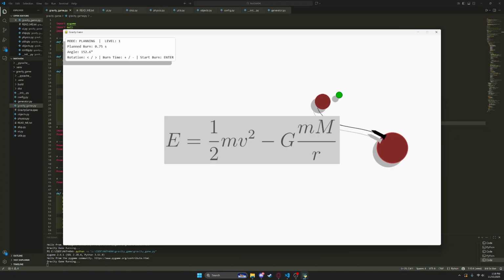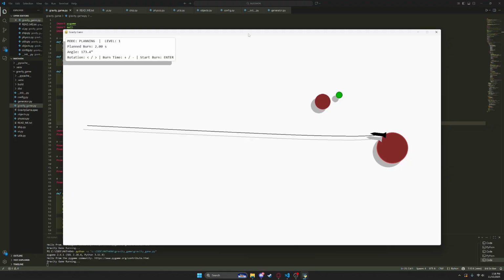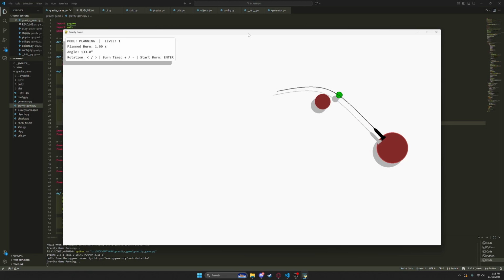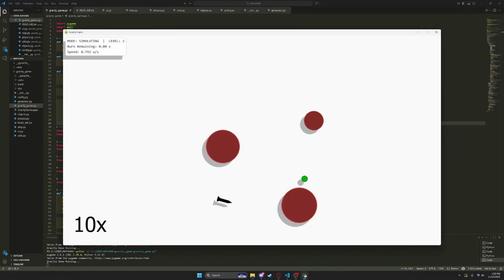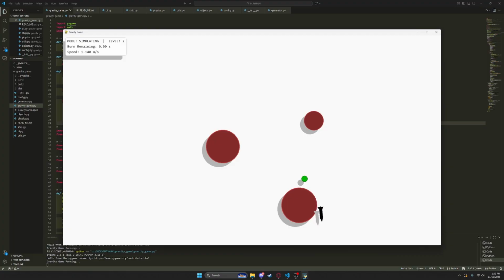This energy exchange happens automatically as a consequence of the gravitational equation. If I restart the level, I can show how different rotations give you completely different trajectories. We can alter our rotation to get completely different flight paths. Thrust that we apply during the planning mode is the only force that we can control in our simulation.